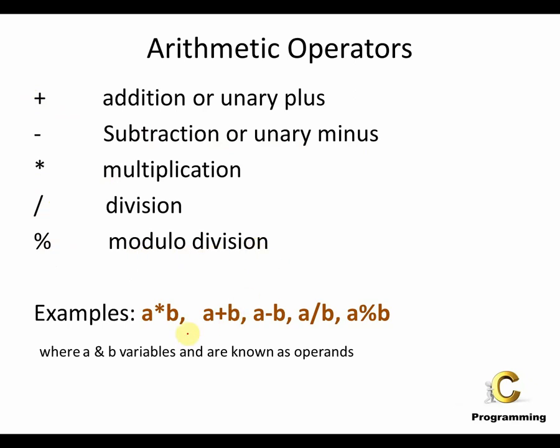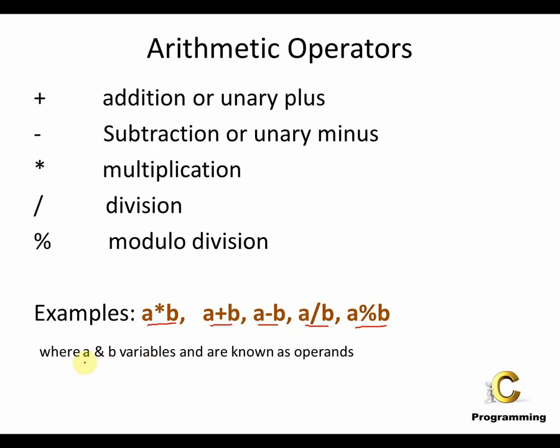Now, the examples of these arithmetic operations are shown over here. You can see the first one is A multiplied by B. The next is A plus B. The next is A minus B. The next example is A divided by B. And the last example is A modulo B.